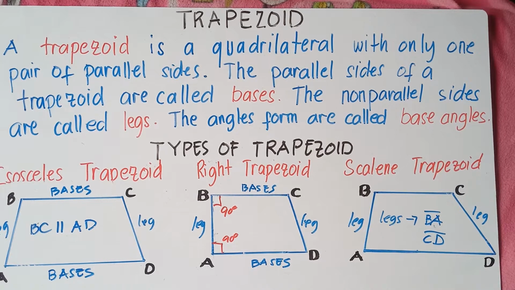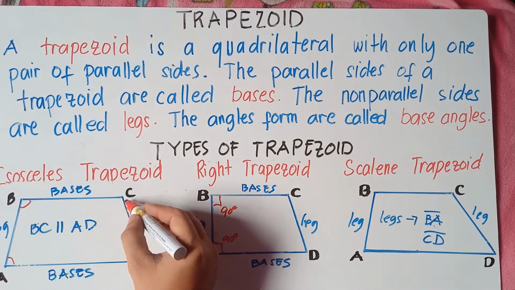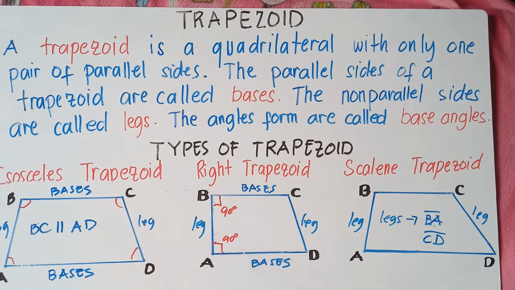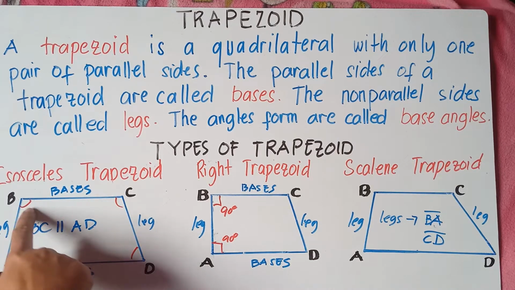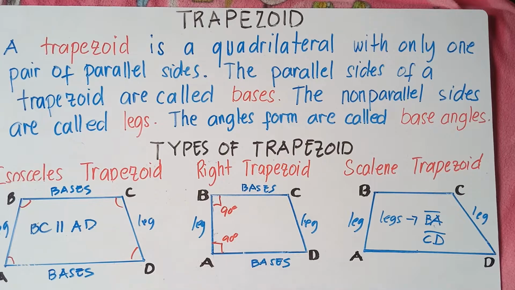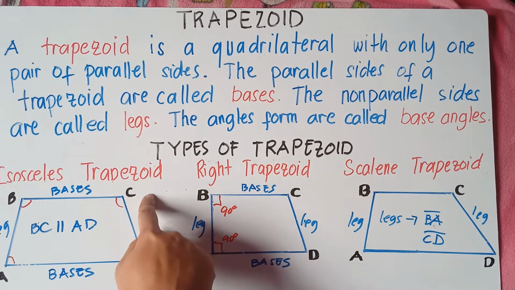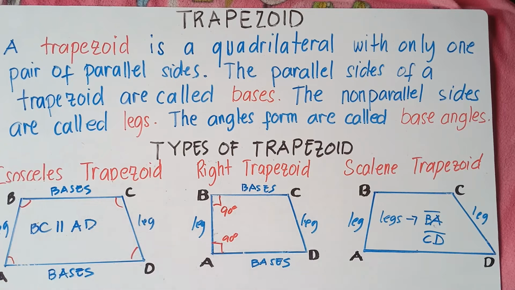Alright, so the angles formed are called the base angles. This angle right here, angle A, angle B, angle C, and angle D, these are the base angles. The base angles are formed connecting the legs and the bases. You can call those base angles.